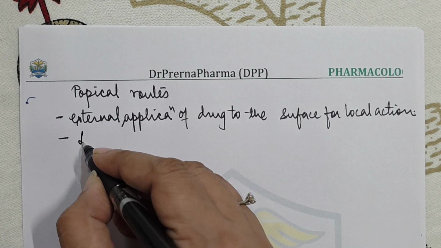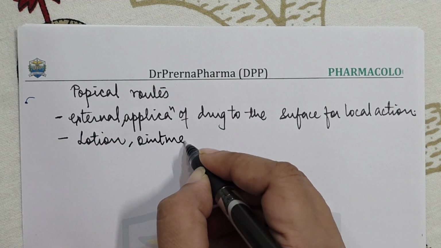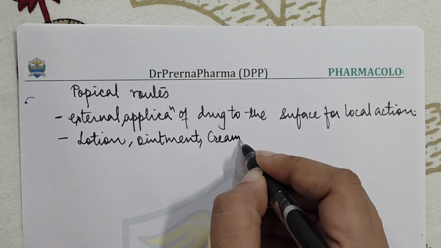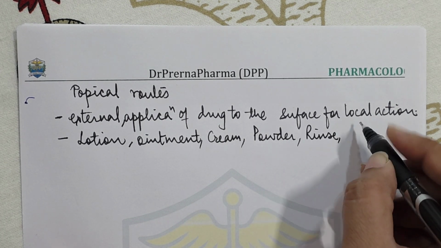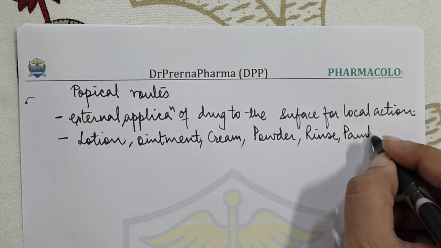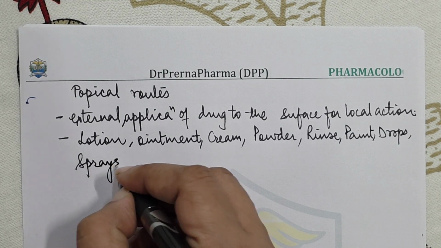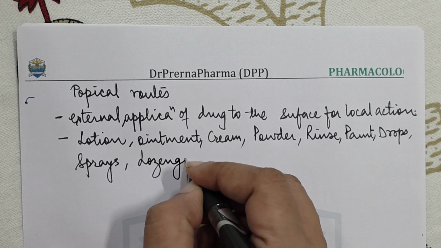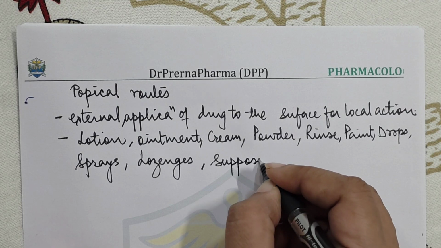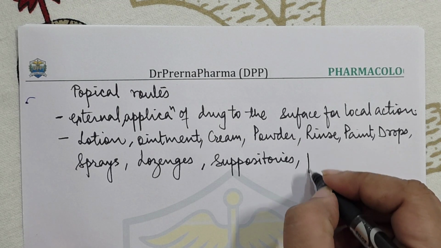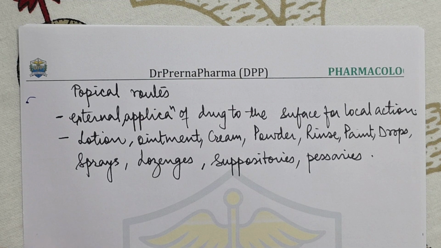The dosage forms can be lotion, ointment, cream, a powder or rinse like mouthwashes, or a paint, drops or sprays, and even lozenges that you use in case of sore throat. It is acting locally. Then rectally we use suppositories, right? And vaginally we use pessaries. So these are also dosage forms which can be used topically.